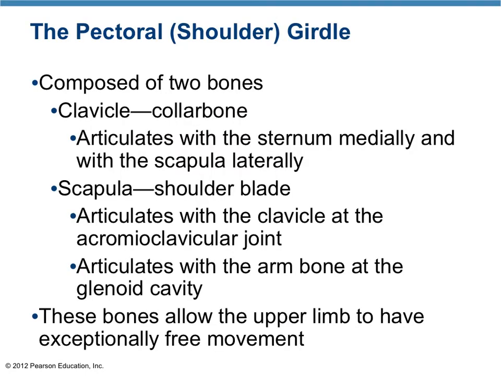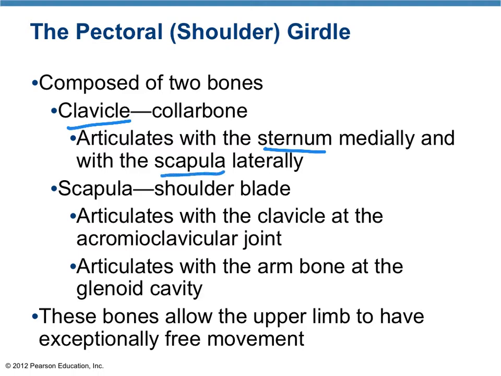The pectoral girdle, or your shoulder girdle, is composed of two bones. One of those bones is the clavicle. You can see that one on the front of your body. It's on the anterior side. It's also called the collarbone. It articulates with your sternum and with your scapula.